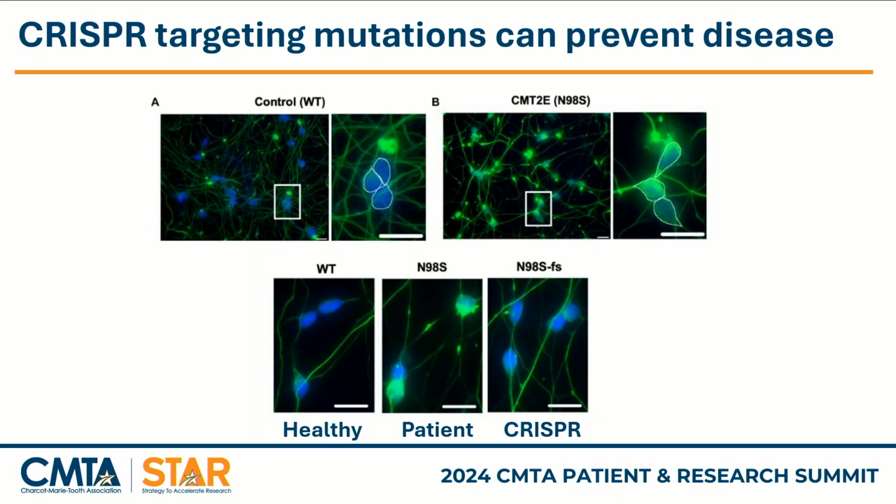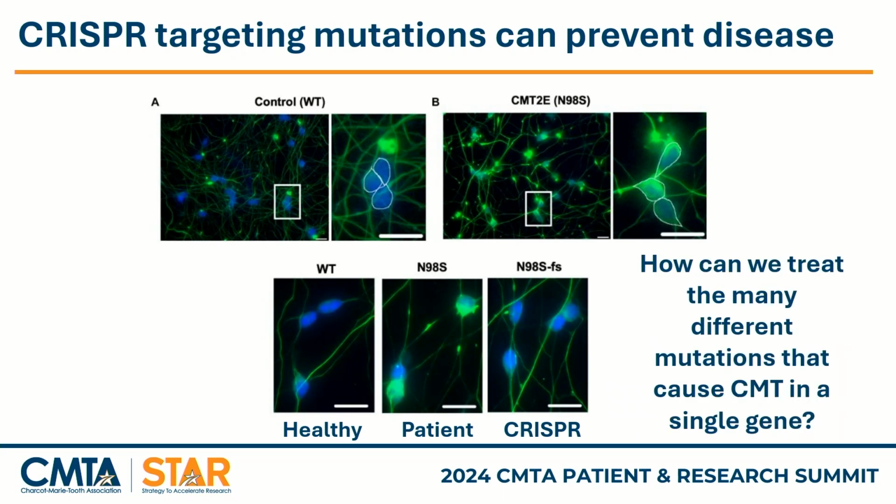But when we treat these cells with CRISPR, actually targeting this mutation, in the bottom, in the center panel, again, you can see what these cells look like pre-treatment. And on the right, you can see that treating them with CRISPR actually gets rid of the mutant copy of the gene, and we're able to restore the normal distribution of NEFL out into the axons.